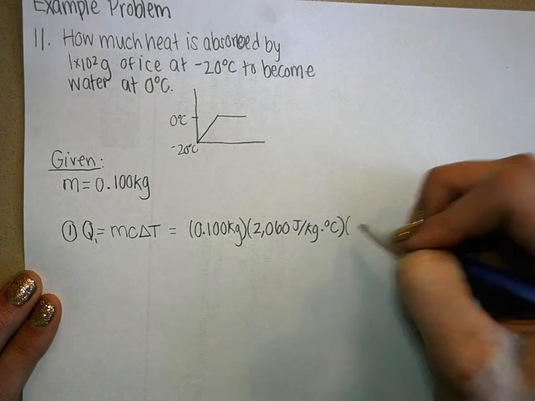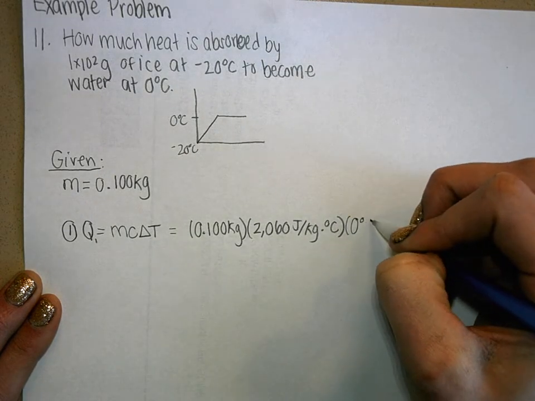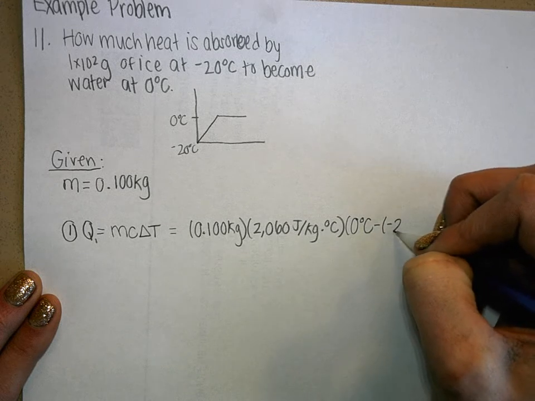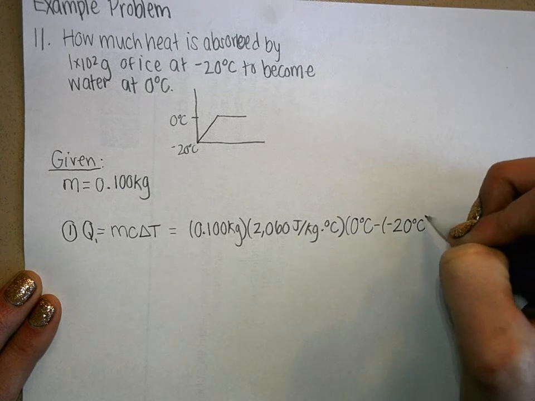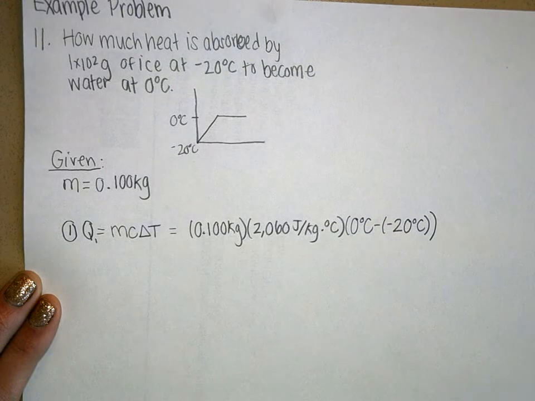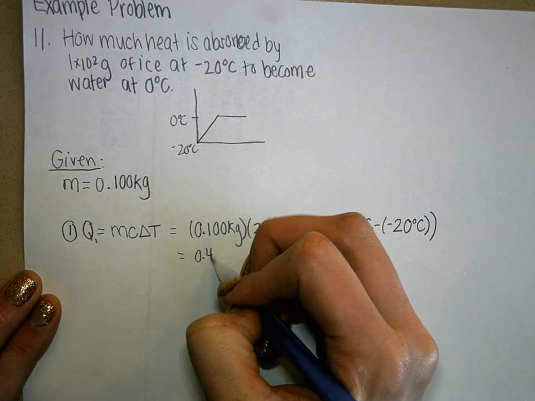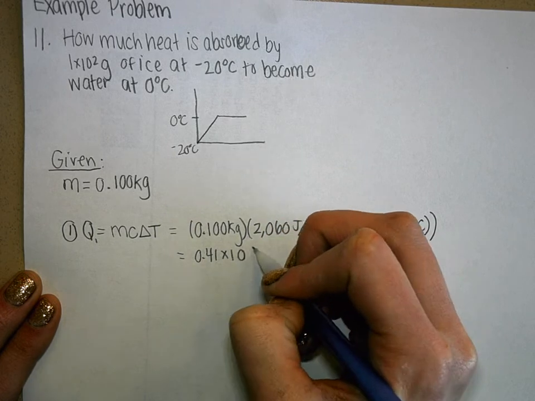Then times our final temperature, which is 0 degrees Celsius, minus our initial temperature. So a negative is being minused. And then we get 0.41 times 10 to the 5th joules.